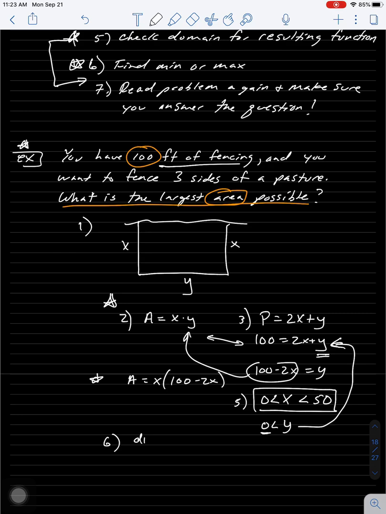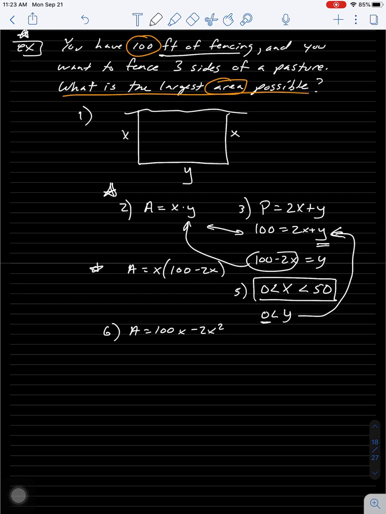So we start by taking the derivative. Actually, before I do that, I don't want to do the product rule, so I'm going to multiply this out first. 100x minus 2x squared, and now I'm going to take the derivative. So dA/dx equals 100 minus 4x, and then I'm going to set that equal to 0 to find my critical point. So x is going to be 25.